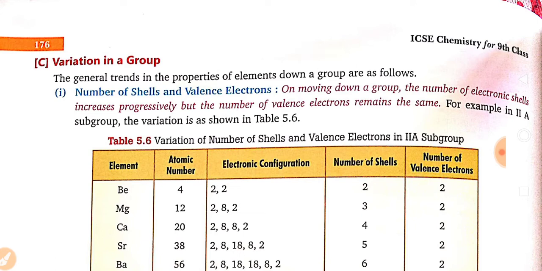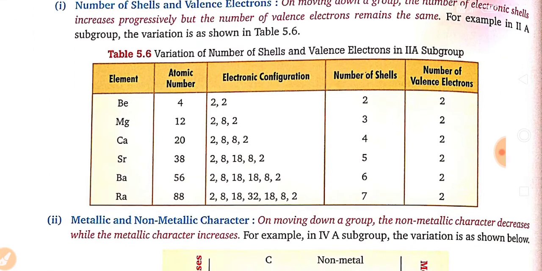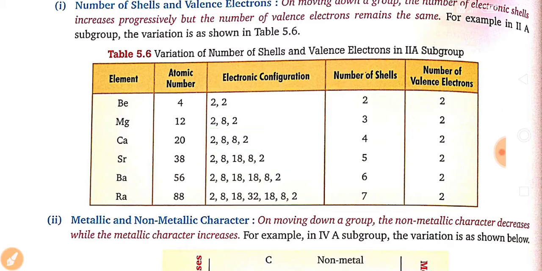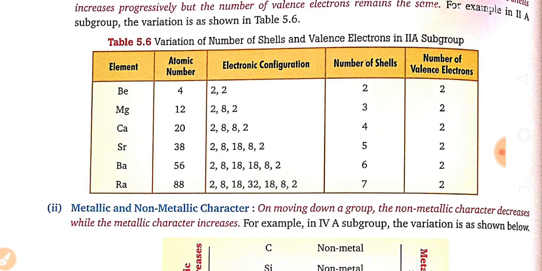You can easily understand this by one example. If you see the variation of shells and valence electrons in second A group, this is beryllium, the number of shells is 2 and valence electrons also 2. The shells will change: here only 2 shells, then 3, 4, 5, and so on, increasing, but the valence electrons remain the same.